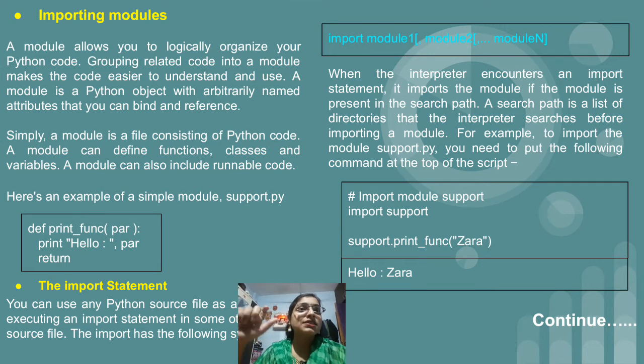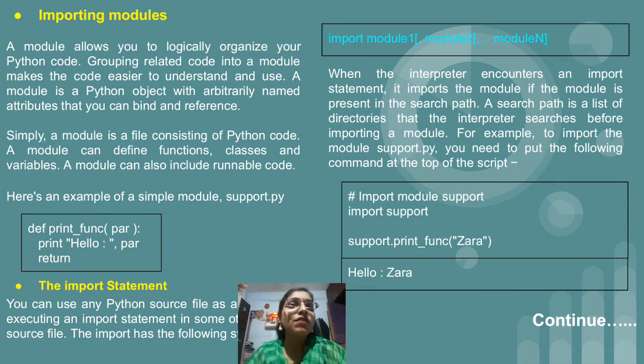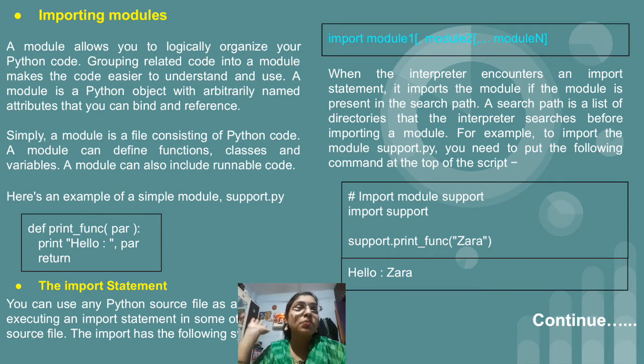Hash means this is nothing but a comment in Python. In the program which we have written, we are going to implement the support module which we have just created. So how will we import that module? By writing the first statement as import and the name of your Python file, that is support. So import support means now we have imported the support module, and because of that we can make use of all the functions which are present in the support.py file.